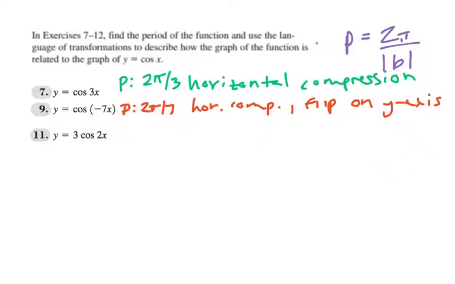Alright, and then the last one kind of has two things going on. So our period ends up being pi, because it's 2 pi over 2 for this 2 inside here. And so again, it's going to be a horizontal compression. And then that 3 means that it's also going to be a vertical stretch. So very skinny and very tall is what's going to happen there.